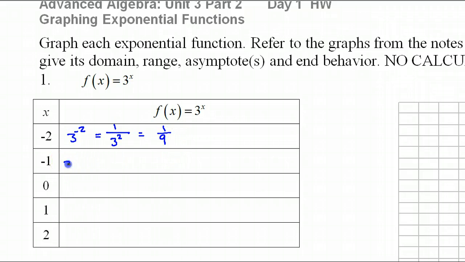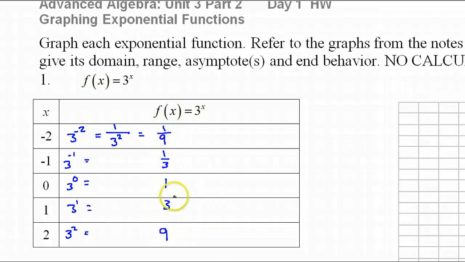Similarly, I will now have 3 to the negative 1 power. Now, that just simply means 1/3. Then I have 3 to the 0 power. Now, anything to the 0 power is 1. And then, of course, if I did 3 to the 1 power, that's just going to be 3. And, okay, 3 to the second power is 9. So these are the values that you get.